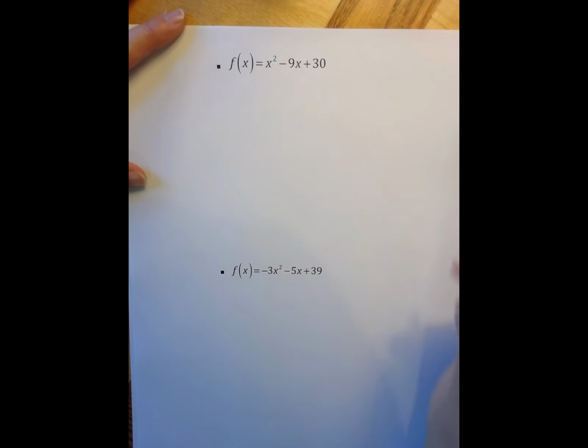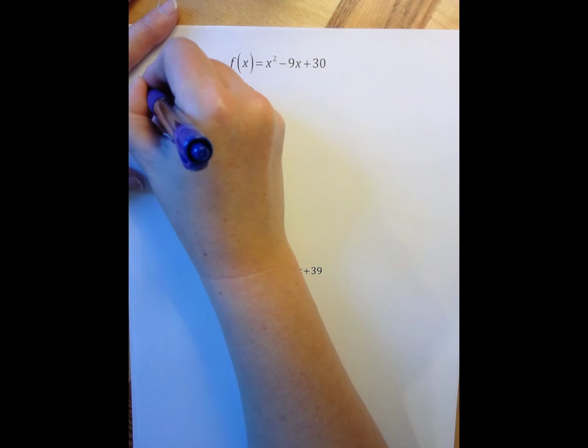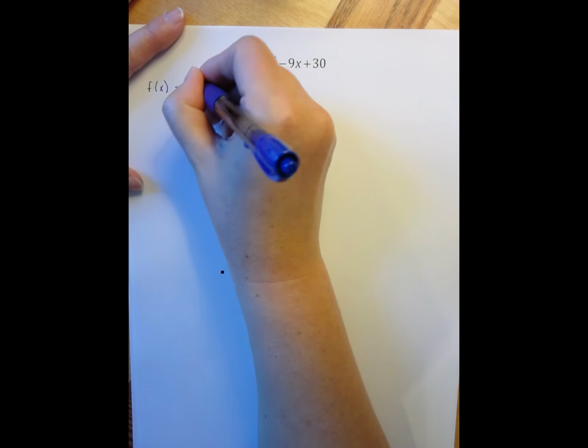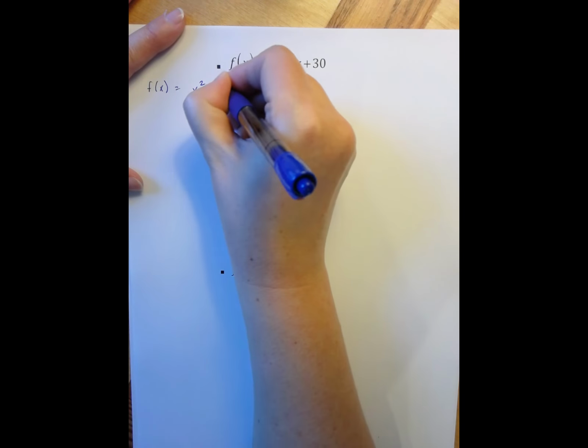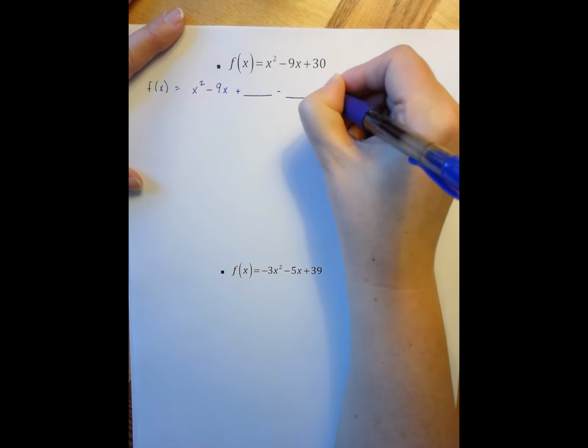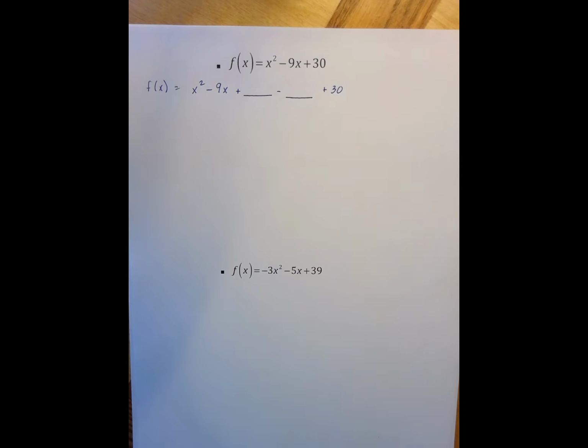So the first way I'm going to do this problem is saying that I have x² − 9x + something − that same something + 30. And this is where the numbers might scare you off a little bit, but I want you to watch what I'm going to do very carefully because it actually is easier than you think.